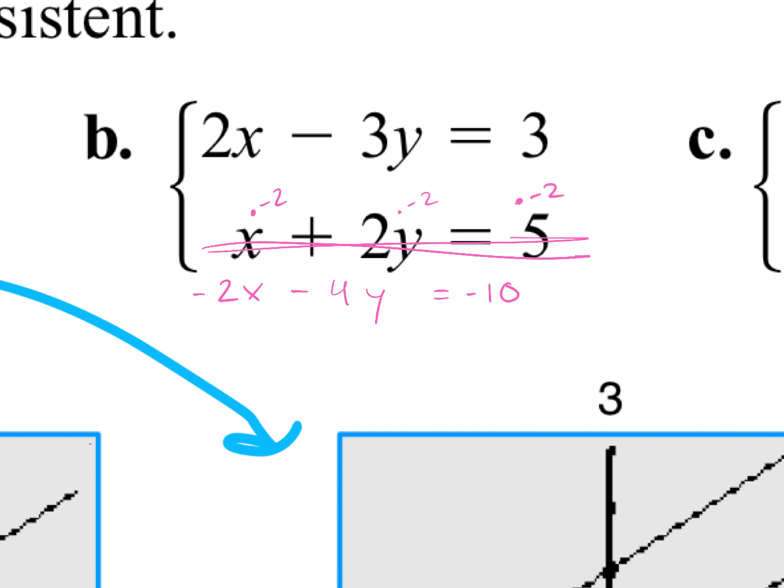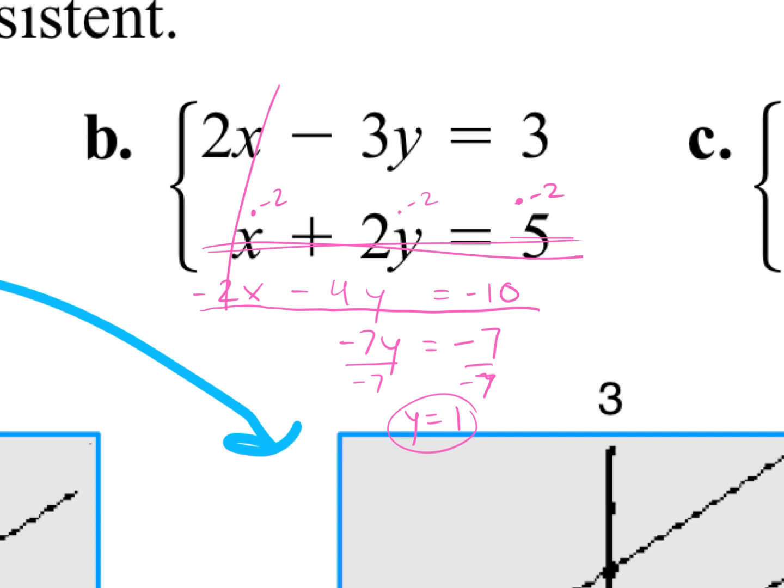So now I'm going to combine my two equations together. My x's cancel. What's negative 3y minus 4y? Negative 7y. And 3 minus 10? Negative 7. Divide both sides by negative 7. So what does y equal? Positive 1. How would I solve for x?